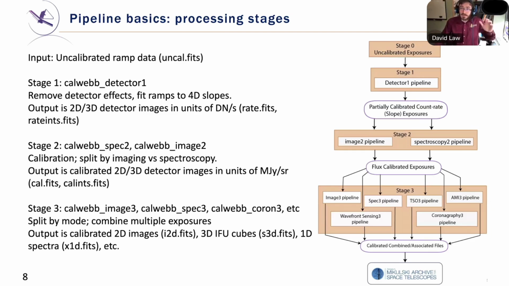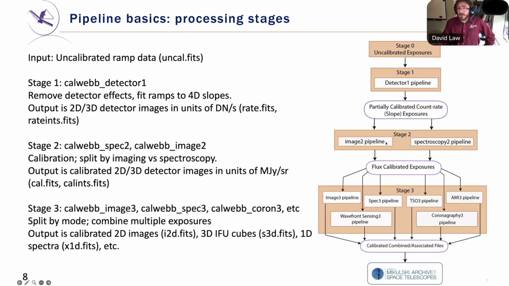After that, there's 3 stages to the pipeline. The first one, creatively called stage 1, is the detector 1 pipeline. And here's where we deal with all sorts of detector effects. So we take those uncalibrated files and we deal with fitting slopes to the ramps, which I'll explain in a moment exactly what that means. And we give you some kind of output image that you can look at and see, roughly, after removing detector effects, what does the image of your scene look like?